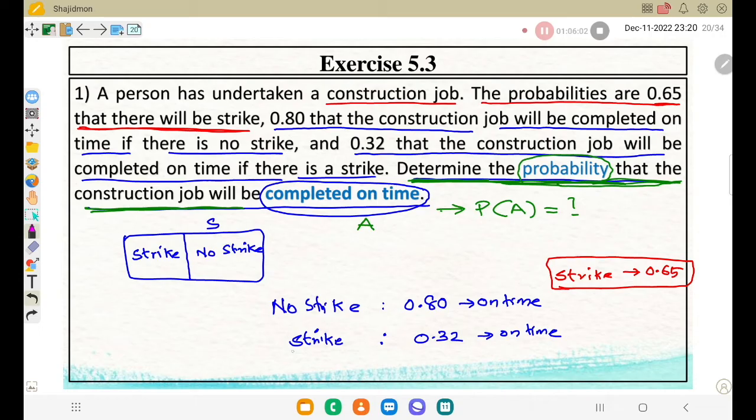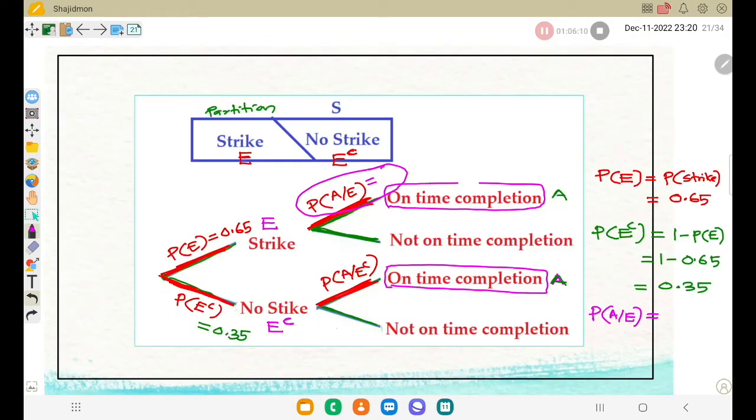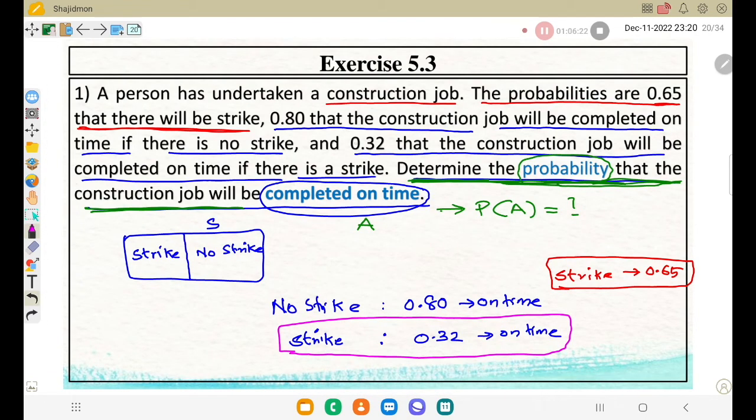So if there is a strike, on time completion, what is the value we have written here? 0.32, correct? So probability of A given E is 0.32. I can write 0.32 here. That means the probability of on time completion if there is a strike. Here it is mentioned, 0.32, that the construction job will be completed on time if there is a strike. This line, that one. Okay, hope you understood.